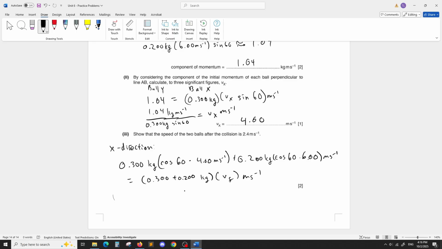And then we get that the left side will be 1.2 kg meters per second is equal to 0.5 kg times vf meters per second. So then we get 2.4 meters per second is equal to vf, which was to be shown.